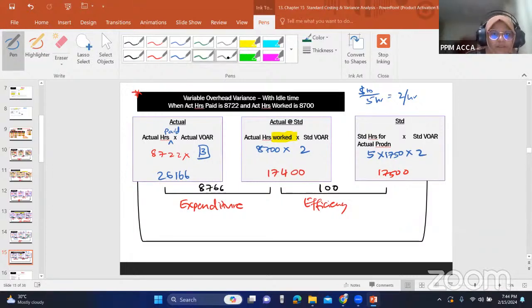Okay. Here there is a little bit of budget. First box is entirely actual. So we have budgeted to spend 17,400. We have spent more, 26,000. Spending more is always bad. This is adverse.